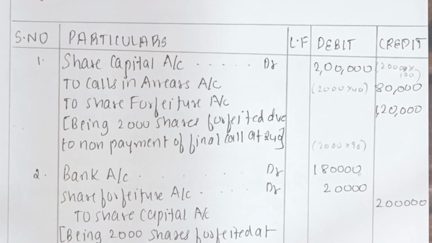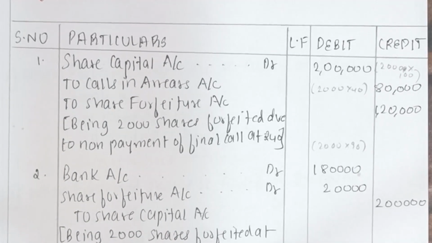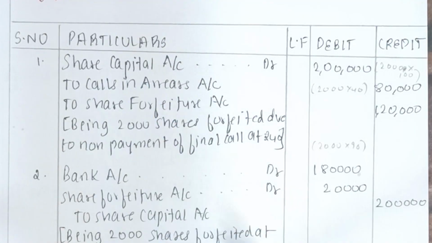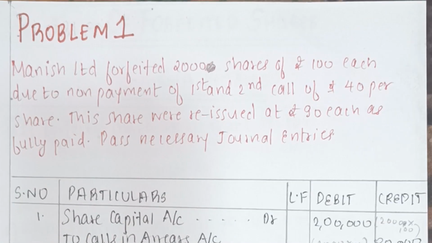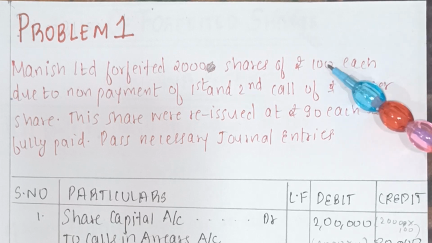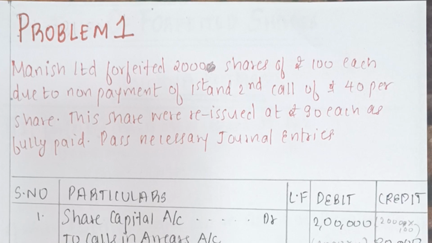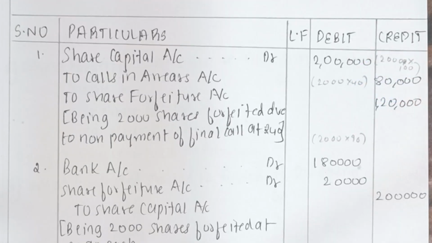Alright. So let's start with our first entry. Share capital account debit to calls in arrears account to share forfeiture account. So this is the forfeiture entry. First, what we need to do is start with share capital. Here we can see that the share capital is 2000 shares of rupees 100 each. So you have to do 2000 multiplied by 100. You will get it as 2 lakhs.